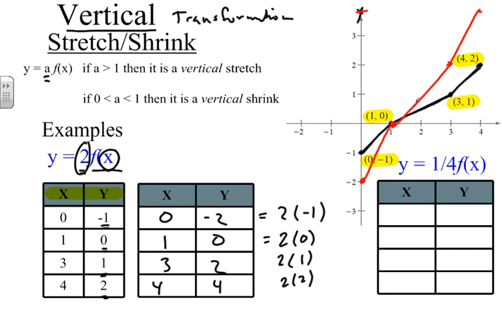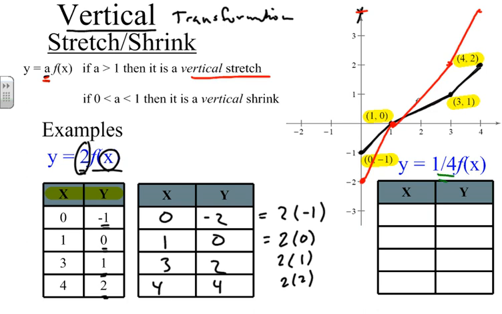Now what you notice is this is what's called a vertical stretch. Because we multiplied by this a value right here, which is greater than 1, we actually took all of our y values and stretched them. We made them larger. We could do the same thing with our vertical shrink.